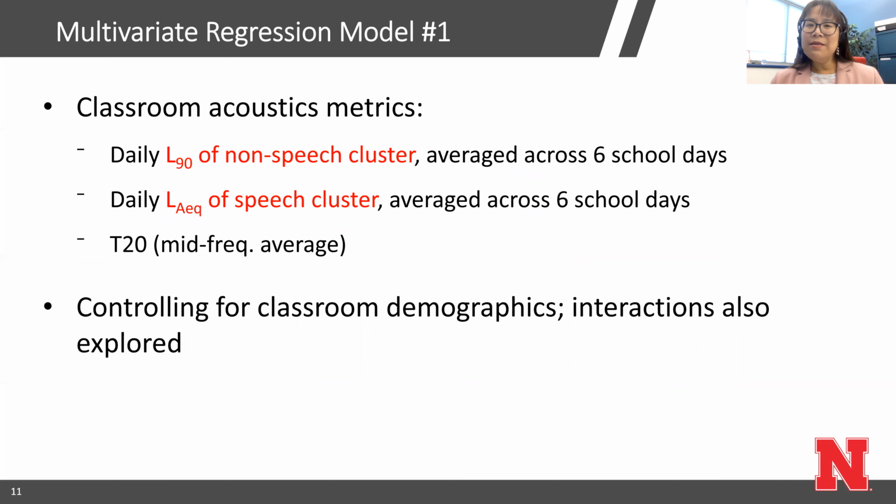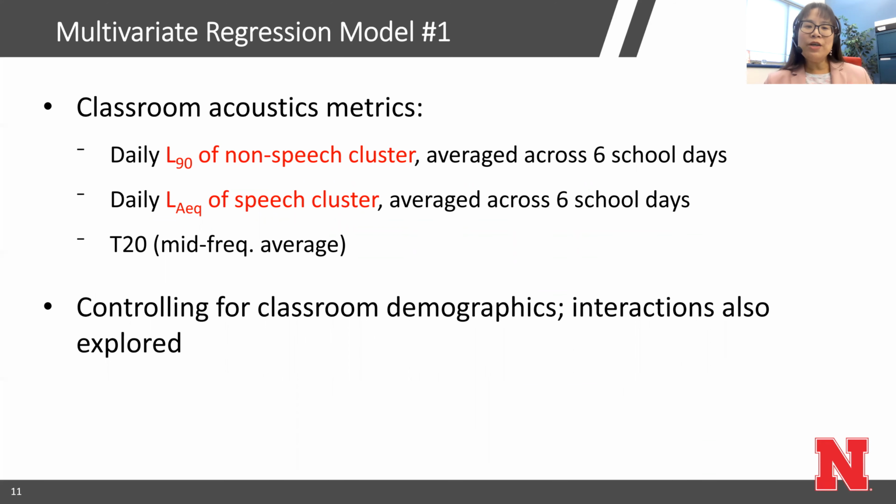So I would like to present the results of a model I'm going to call model number 1. Many of the metrics that we ended up calculating were correlated with each other, and so we had to do some confirmatory analysis to decide which model we would move forward with. And this was one that we've been following up on and have presented on at the previous ASA meetings.